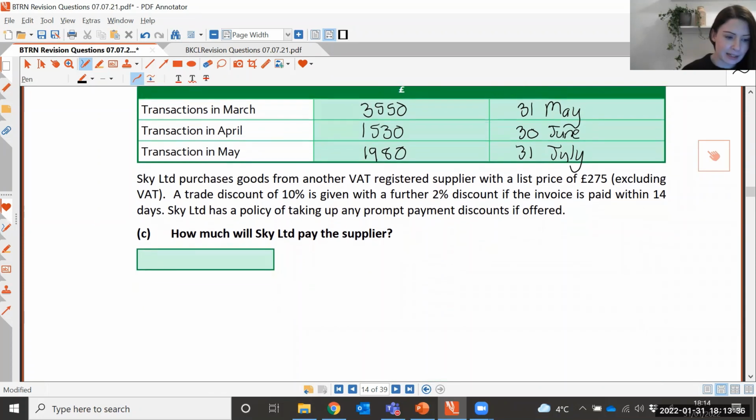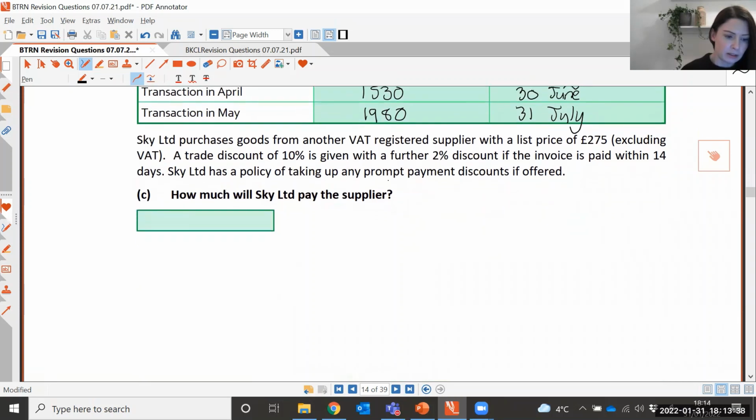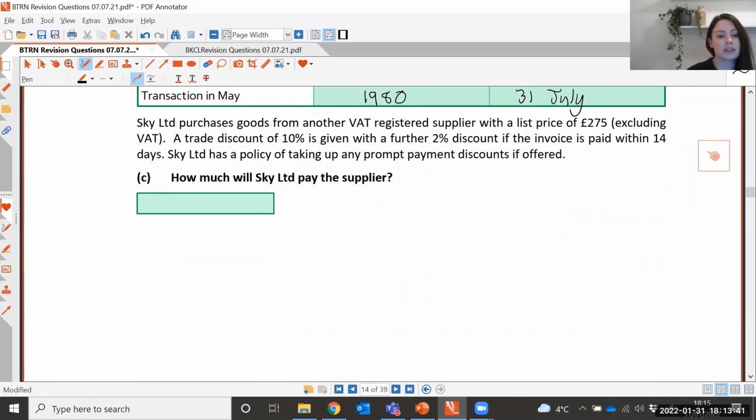Okay, and for part C, Sky Limited purchases goods from another VAT registered supplier with a list price of £275 excluding VAT. A trade discount of 10% is given with a further 2% discount if the invoice is paid within 14 days. Sky Limited has a policy of taking up any prompt payment discounts if offered. So how much will Sky Limited pay the supplier? So if you want, you can have a go at calculating it and then we'll go through it together.